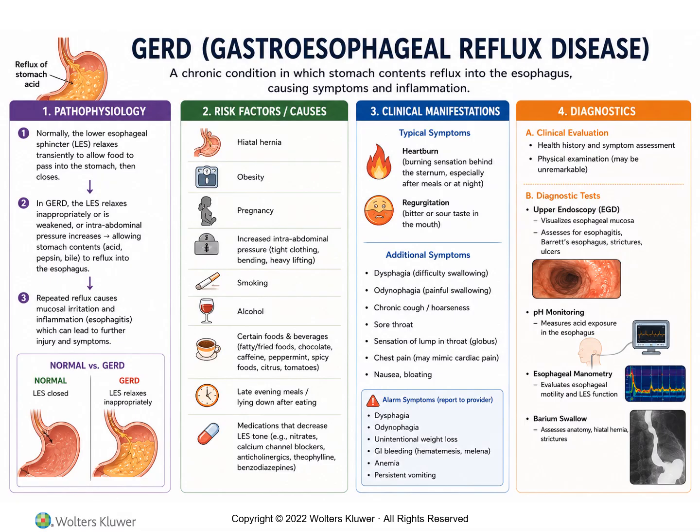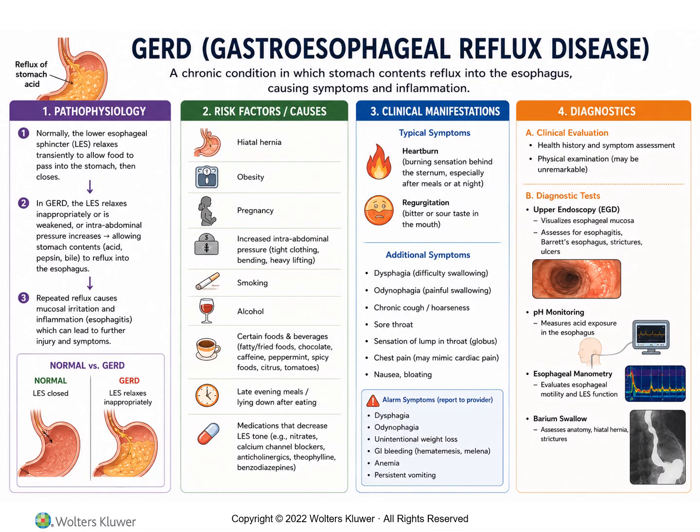So there's several things that can contribute to GERD. A hiatal hernia can interfere with normal LES function. Obesity and pregnancy increase intra-abdominal pressure, which essentially pushes gastric contents upward. Smoking can also decrease LES tone, and that includes all smoking, whether that be cigarettes or marijuana.